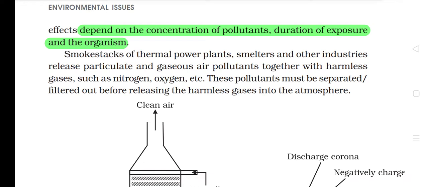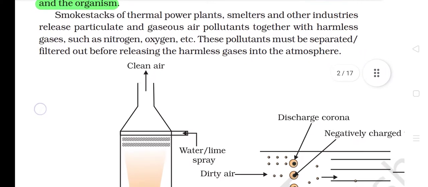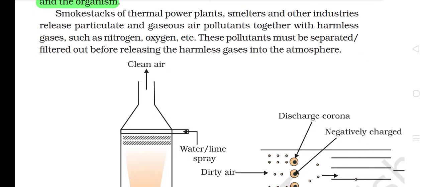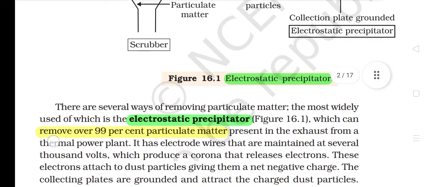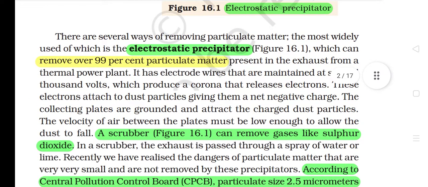Smokestacks of thermal power plants, smelters, and other industries release particulate and gaseous air pollutants together with harmless gases such as nitrogen, oxygen, etc. These pollutants must be separated, filtered out before releasing the harmless gases into the atmosphere. There are several ways of removing particulate matter, the most widely used of which is the electrostatic precipitator, which can remove over 99% particulate matter present in the exhaust from a thermal power plant.